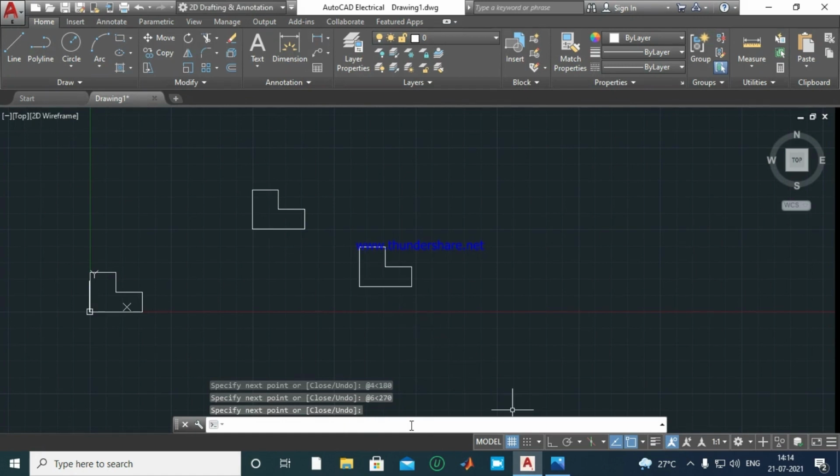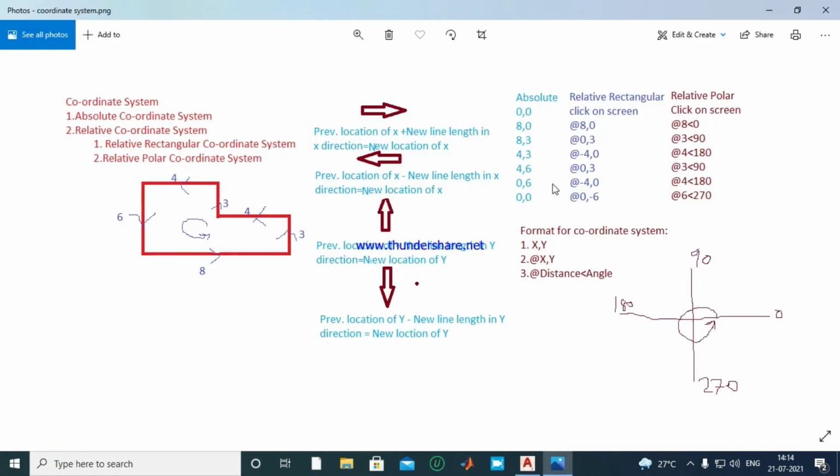So this way the same object can be drawn in 3 different methods, the 3 different ways of coordinate system. So this way we can give the coordinates for the 3 different systems. Okay, so I hope you have understood the concept of coordinate system used in AutoCAD.